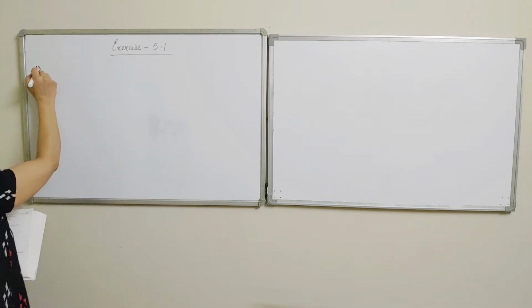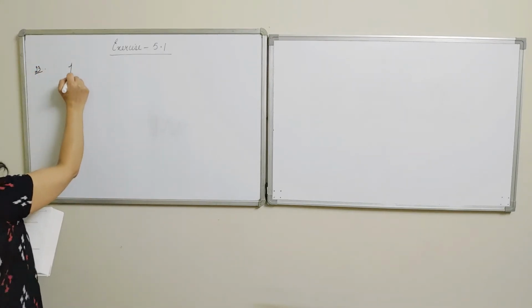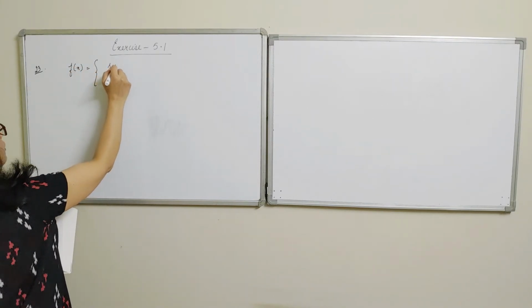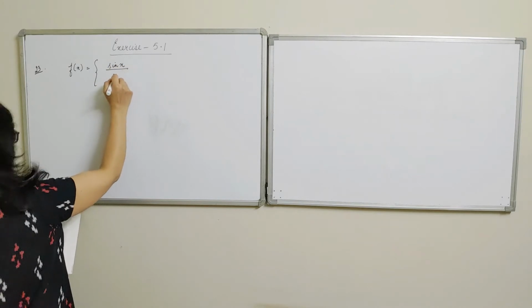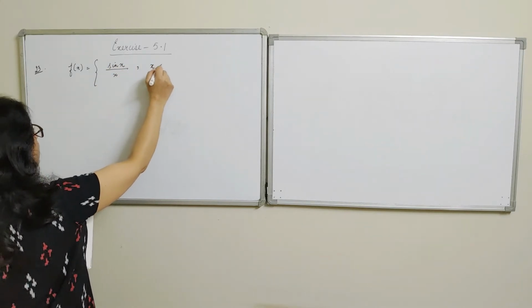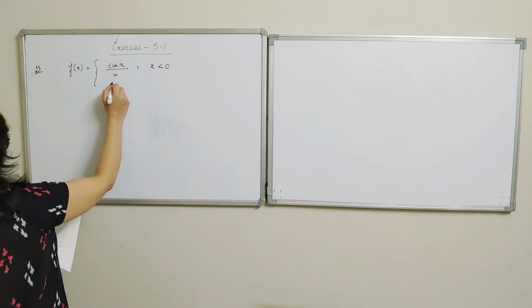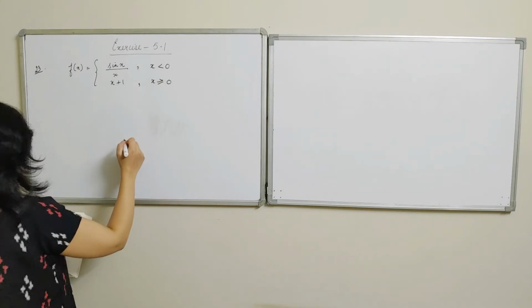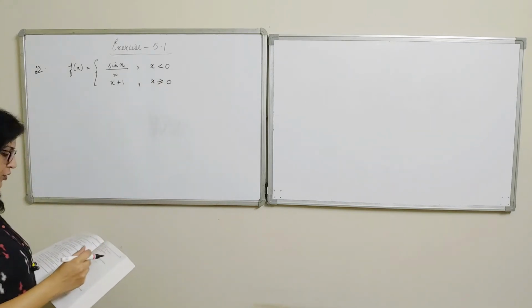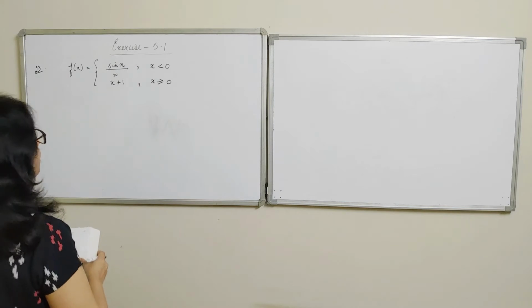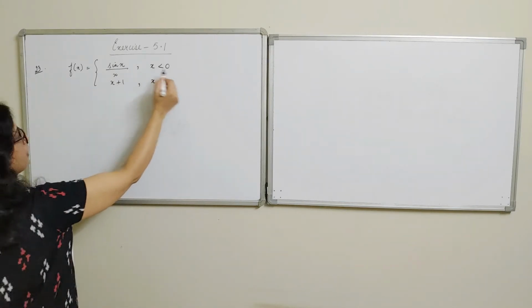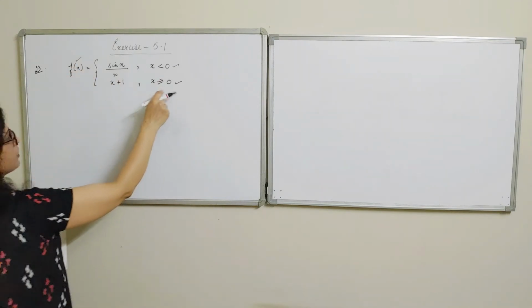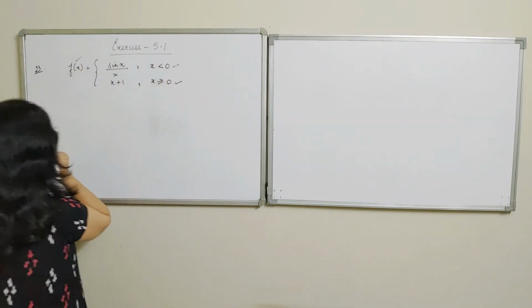Next we are taking up 23rd question. A function f(x) is defined as sin x upon x if x is less than 0, and x plus 1 when x is greater than or equal to 0. We are finding out here all points of discontinuity. Now clearly, when you look at this, you get to know that the domain of this function is the set of all real numbers and it has been defined about the point 0.